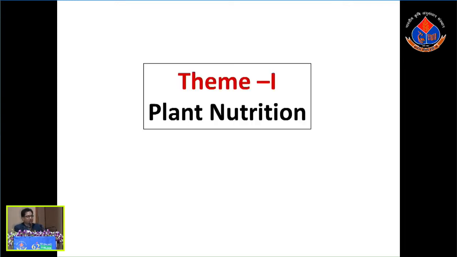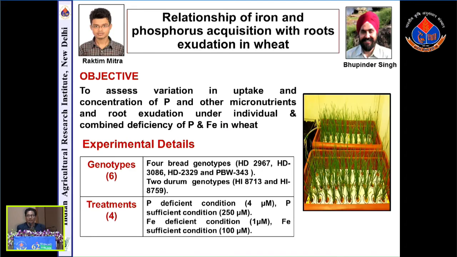Now the first theme is plant nutrition. This is the work done by Dr. Mitra on the relationship of iron and phosphorus acquisition with root oxidation in wheat. His objective was to assess the variation in uptake and concentration of phosphorus and other macronutrients and the root oxidations under individual and combined deficiency of phosphorus and iron in wheat. He has taken 6 genotypes, 4 bread type and 2 durum type, and there were 4 treatments with different combinations of iron and phosphorus.